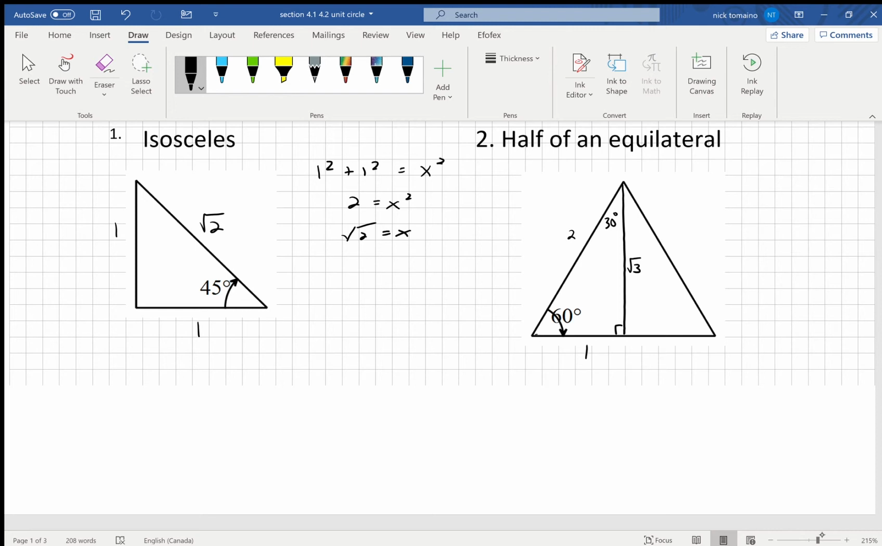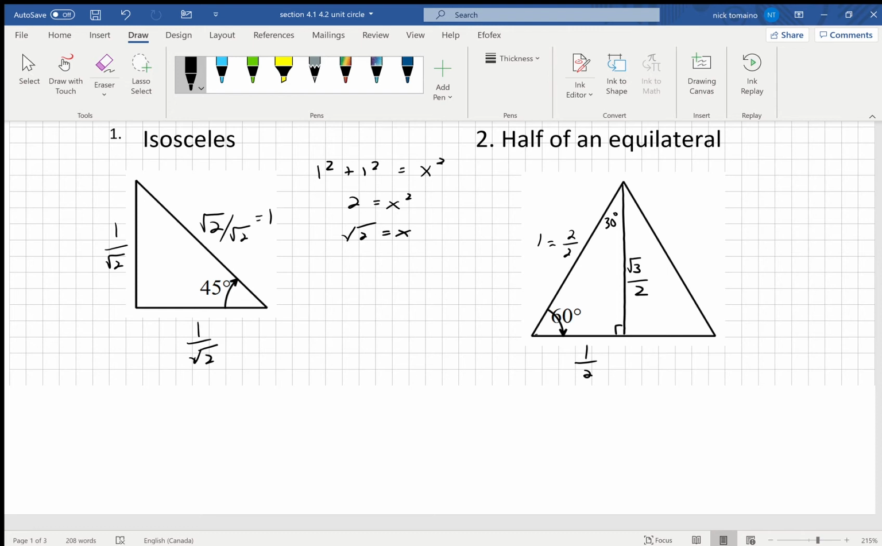So what we're going to do is scale this triangle down. We're going to divide every side by root 2. So we're going to divide this side by root 2, which is going to make it equal to 1. And we're going to divide this side by root 2, and this side here by root 2. Same thing here. We're going to scale this one down, so we're going to divide this by 2, which equals 1, and then divide this by 2 and this by 2 here.